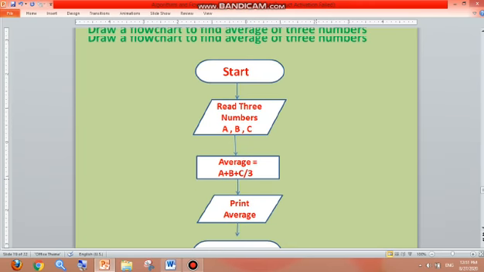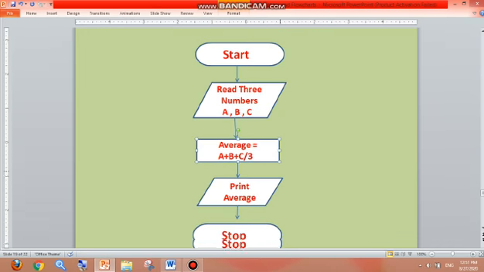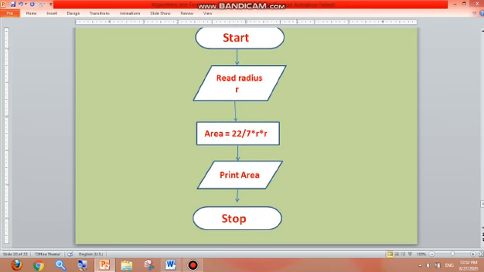Okay, now the next one is how to find the average of three numbers. Clear? Simple. Start box, input box, we will take three numbers like this. In the processing box, we will find the average, in which we will write the formula a plus b plus c upon 3. Okay, then we will print the average using the output box, and then the stop box. So easy. I hope this is clear to you, children.